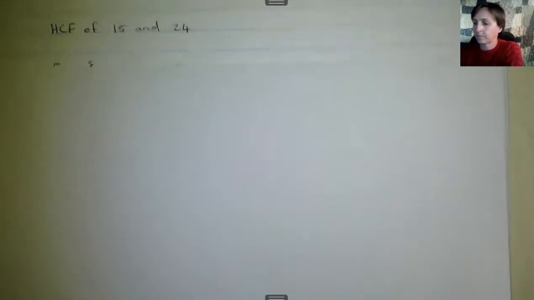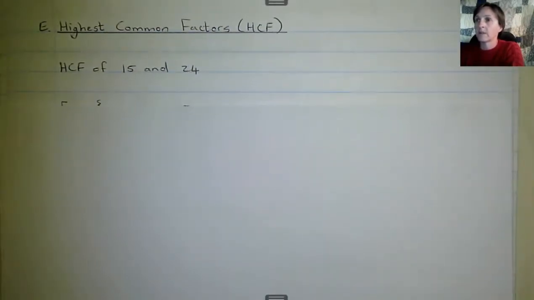Let's have a look at our next little bit of work. We need to have a look at the highest common factor and the lowest common multiple. So let's start with the highest common factor. Right, highest common factors, or HCF. Highest common factor is exactly that. It is where we write out more than one set of factors, and we look for the highest number that appears in both, the highest factor that appears in both lists.